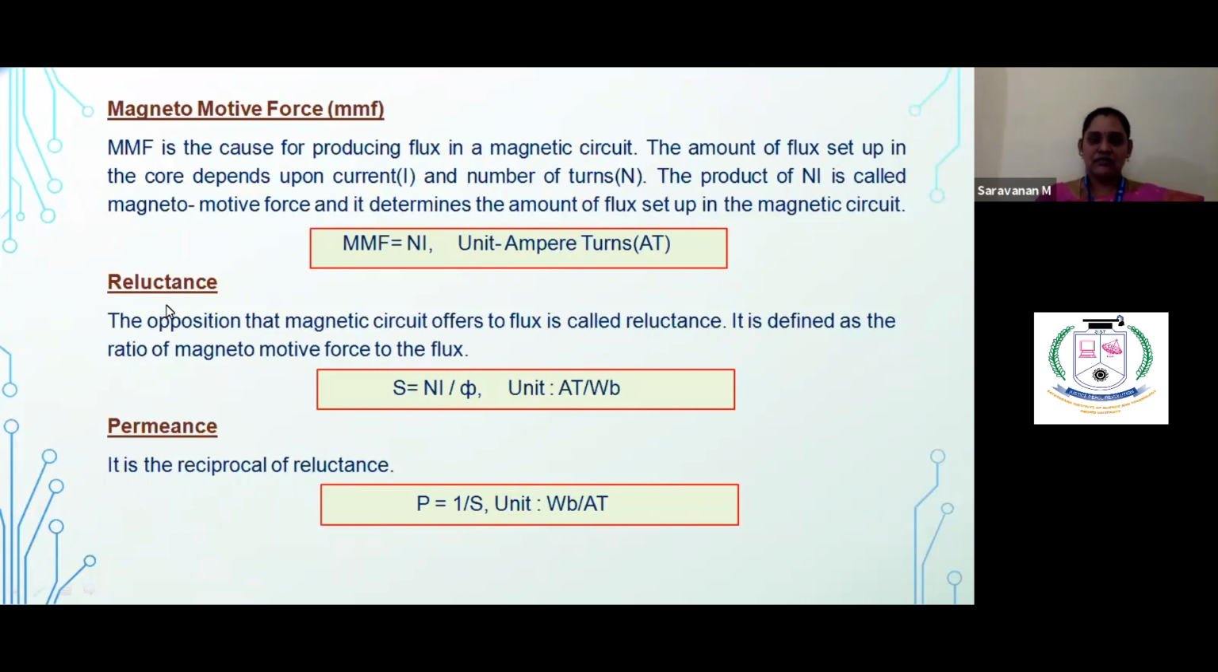So reluctance is a very important property in your magnetic circuit. It is the opposition that is offered in your magnetic circuit to oppose the magnetic flux set up in your magnetic circuit.